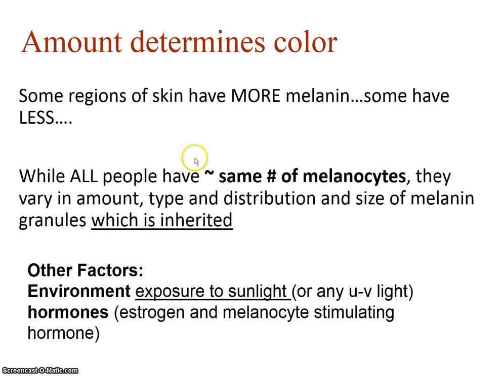All right. I say again, while all people have about the same number of melanocytes, they vary in the amount of melanin, the type of melanin, and the distribution and size of the granules. And this, of course, is inherited and is somewhat complicated, which is why we see a range of coloration in people. The other factors that contribute, besides genes, of course, is your environment. So how much sunlight are you exposed to? How much protection do you need? Hormones influence this.